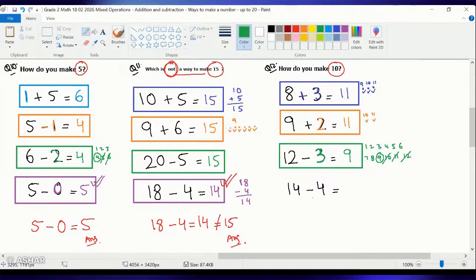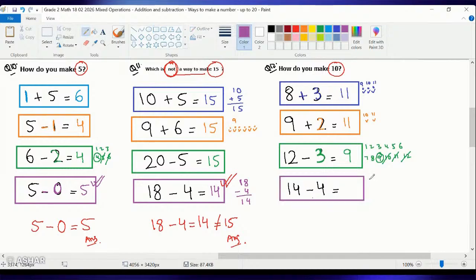12 minus 3 would be, how come 12 minus 3 is 3? 12 minus 3 would mean we write the 12 numbers, we cancel the 3 numbers, and we are left with a 9, right? And 14 minus 4, let's have a look at 14 minus 4. Yes, thank you. That is the answer. Thank you, Aine, and thank you, Semi.